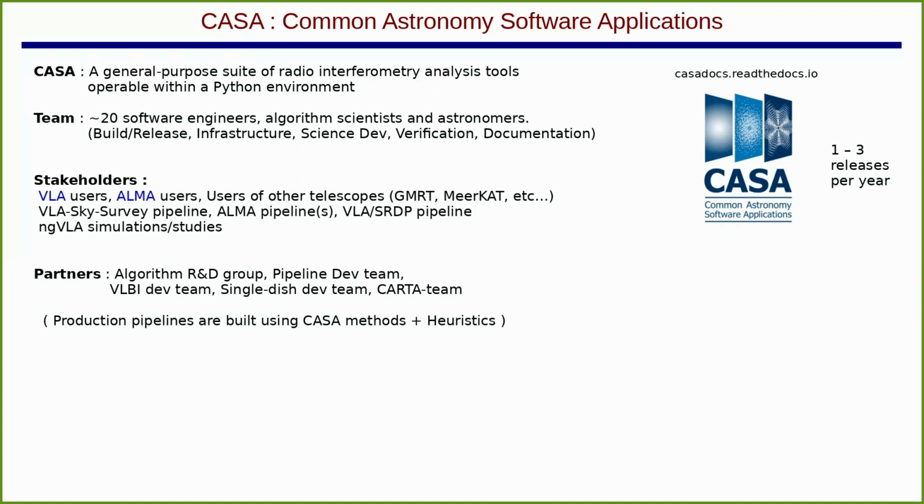We partner with an algorithm R&D group, a pipeline development team, and several other associated teams for parts of the development. And I should stress that the production pipelines, which a lot of people hear about with these telescopes, are built using CASA methods with heuristics by a completely different team. What we are talking about today is just the building of the library and the tools which are used by these science application teams, so to speak.